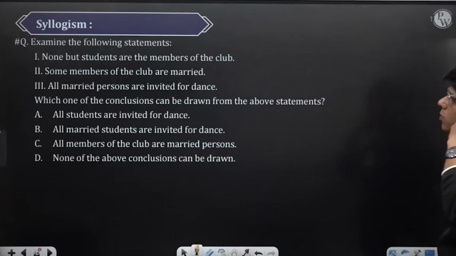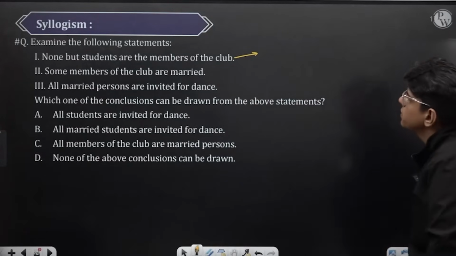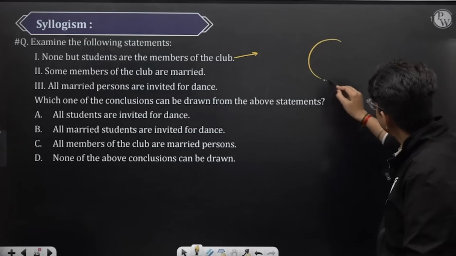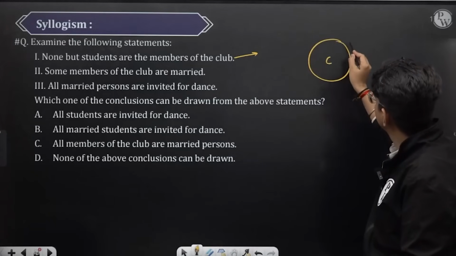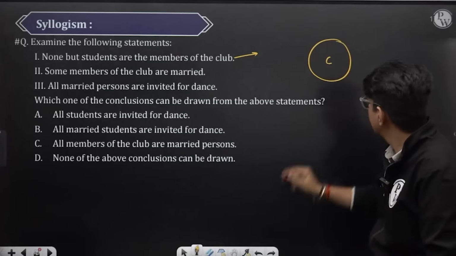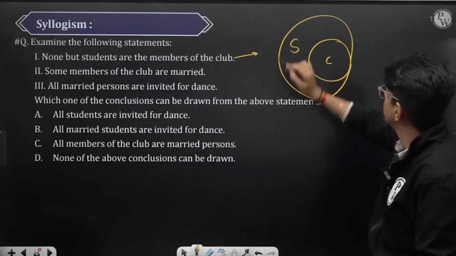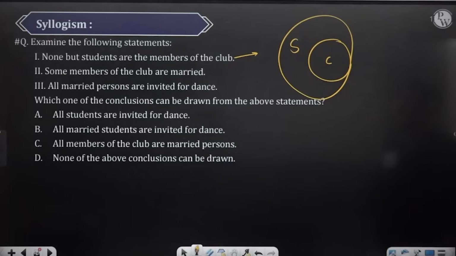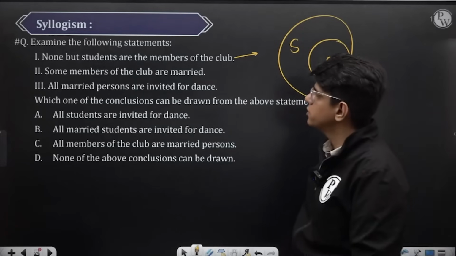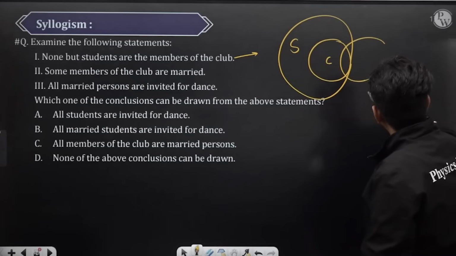Another Venn diagram problem. None but students are members of the club. So what does this statement mean? None but students are the members of the club. That means all the members of the club fall under, suppose this is the students part. Okay. So all the members of the club are students. Some members of the club are married.